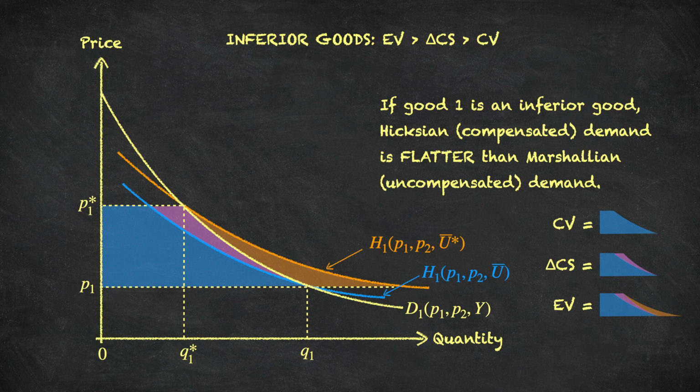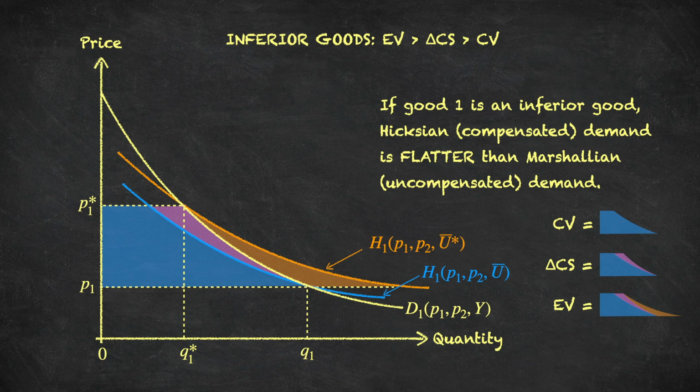For inferior goods, this is a little more difficult to draw, but we know that if good 1 is an inferior good, then the Hicksian demand is flatter than Marshallian demand in this diagram. In this case, the equivalent variation is associated with this orange curve, H1(P1, P2, U bar star). Equivalent variation here would be the blue area plus the pink area plus the orange area. So it's the largest of these areas.